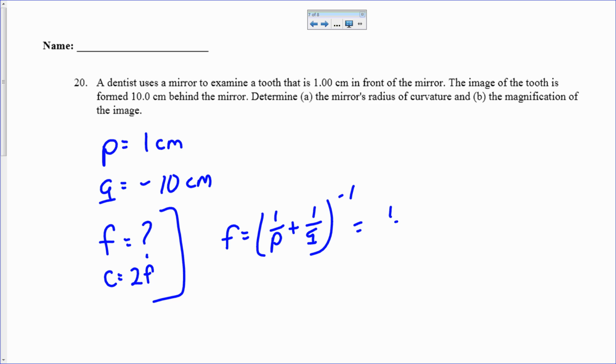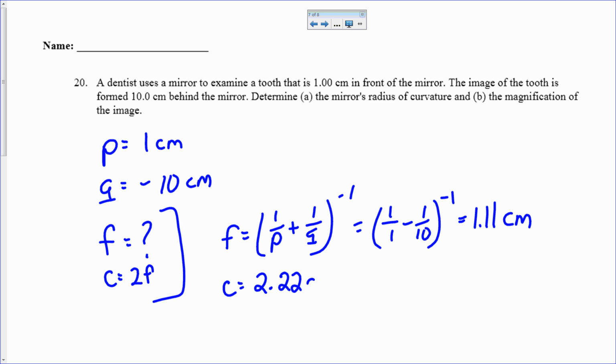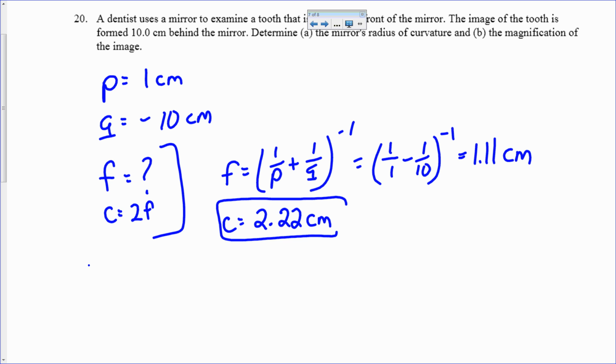1 over f equals 1 over 1 minus 1 over 10, which is 10 ninths. So f is 1.11 centimeters, and so the radius of curvature is twice that, or 2.22 centimeters. And in part B, you want to know the magnification of the image.